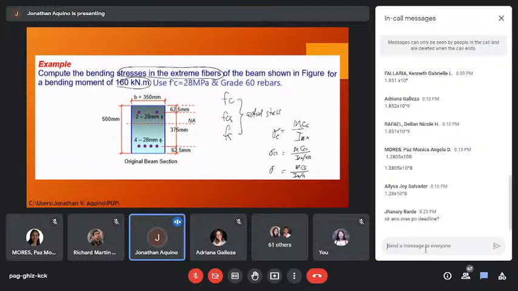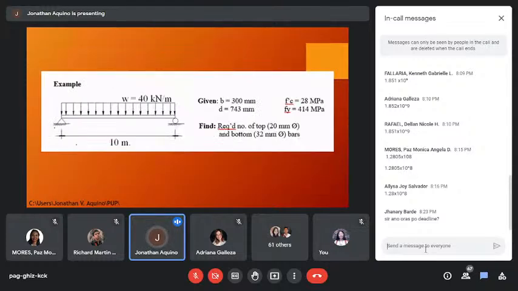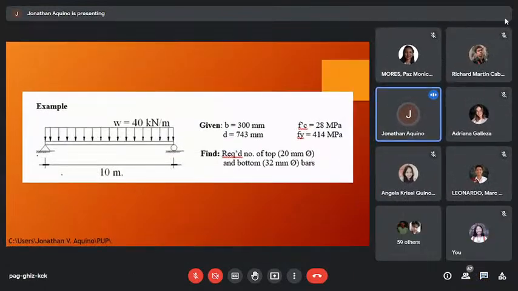Okay, so kung wala nang questions, let's go to another problem. So ito naman, the same doubly reinforced rectangular beam investigation. I'll give you this one as another exercise.